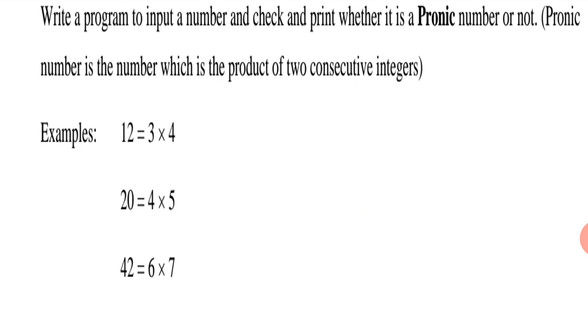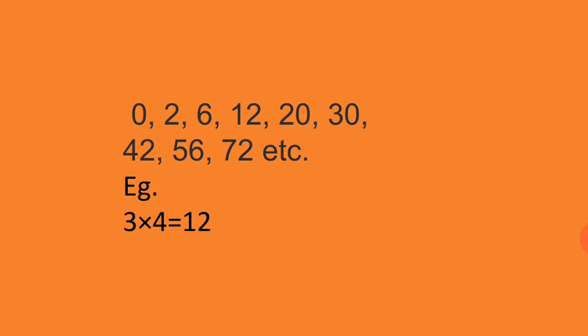Similarly, 1 into 2. So 1 and 2 are consecutive numbers, and we are getting 2, so 2 is a Pronic number. Similarly, some more examples: 3 into 4, 12; 4 into 5, 20; 6 into 7, 42. So these numbers, 12, 20, 42, are all Pronic numbers. Some other examples: 0, 2, 6, 12, 20, 30, 42, 56, 72, etc. An example has been written again here: 3 into 4 equal to 12.